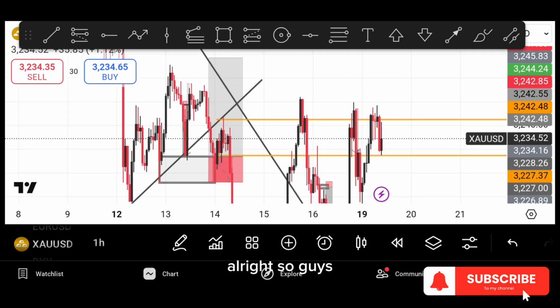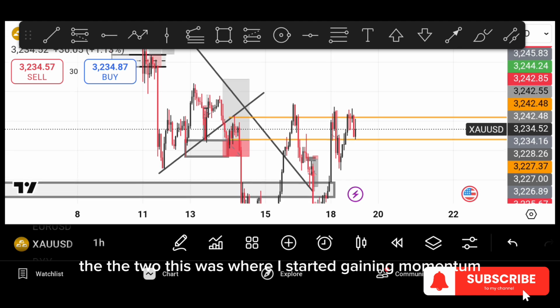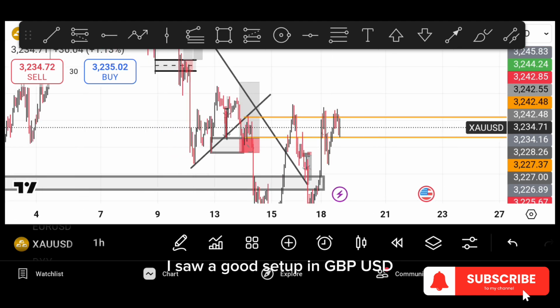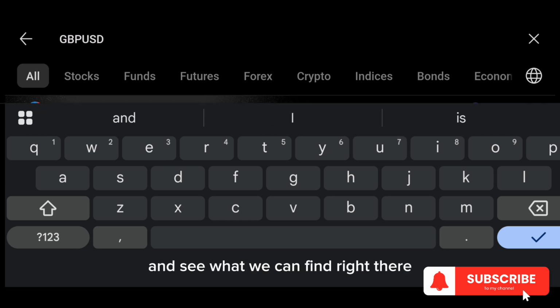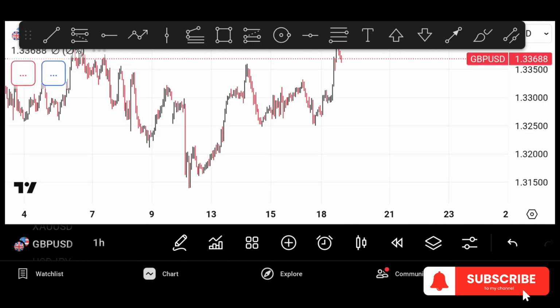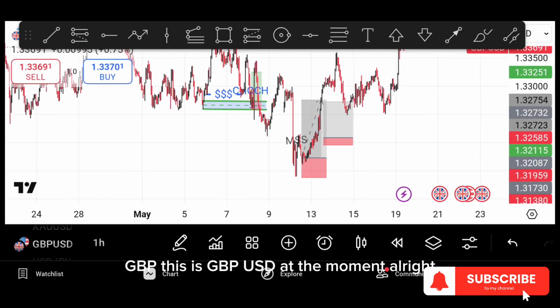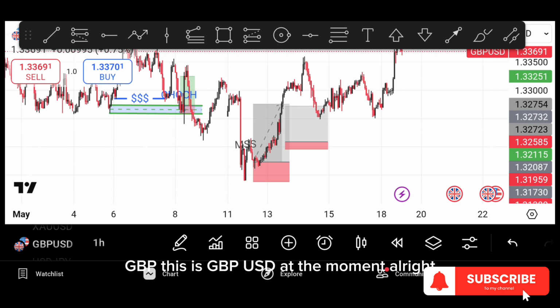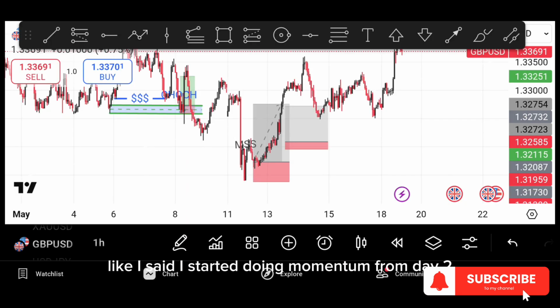Right. So guys, day two was where I started gaining momentum. I saw a good setup in GBPUSD, so let's go to GBPUSD, guys, and see what we can find right there. So this is GBPUSD at the moment. Alright. Like I said, I started gaining momentum from day two.